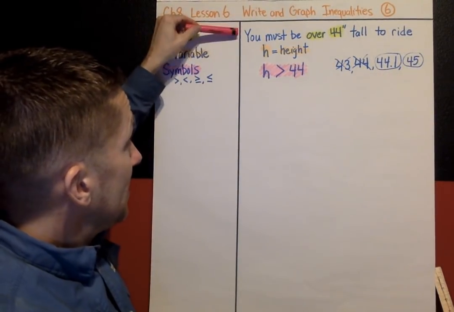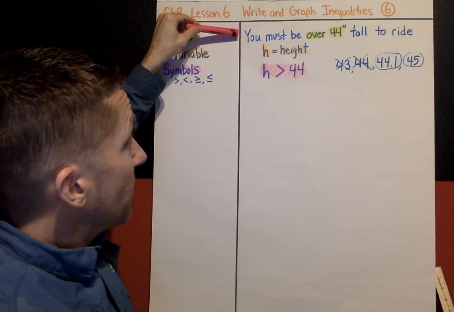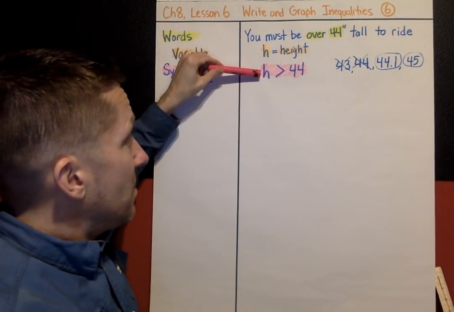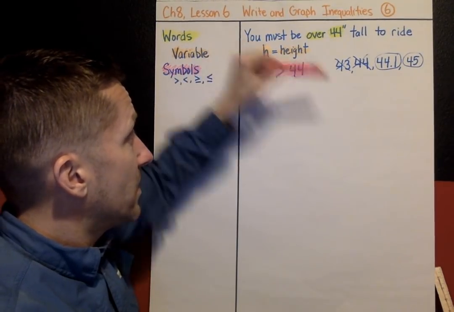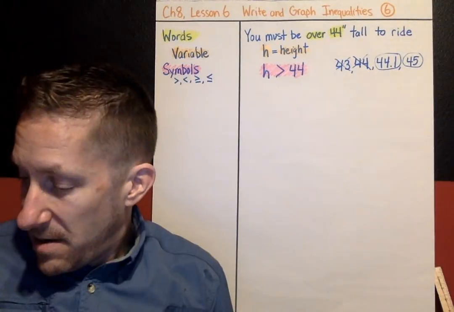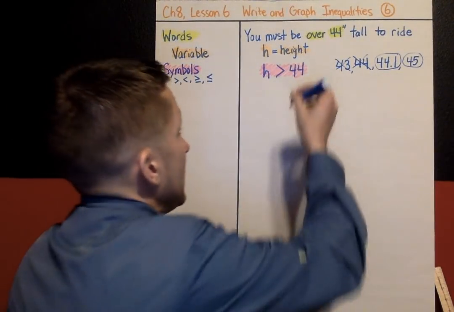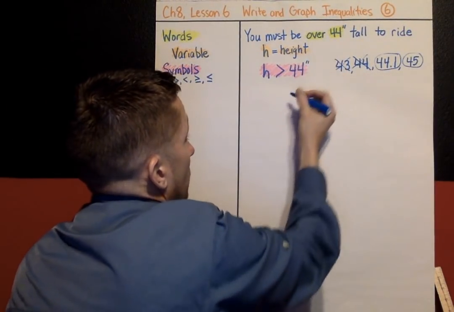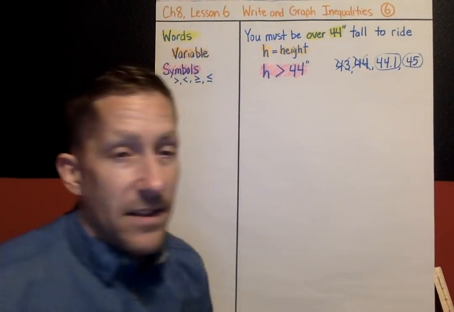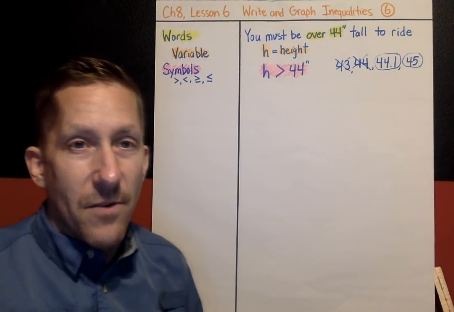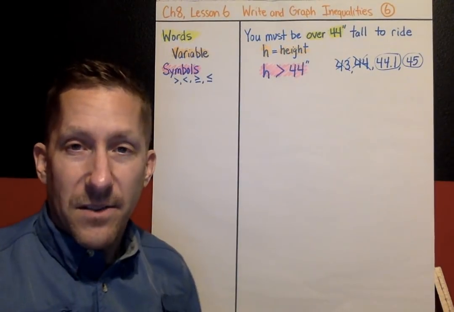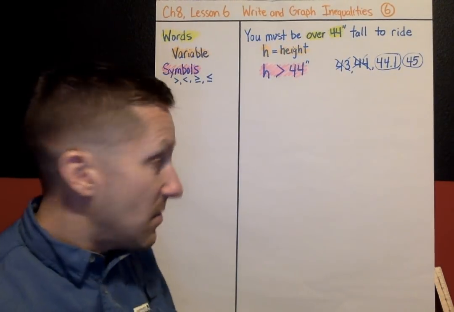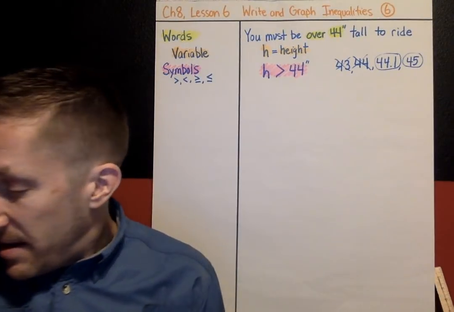So, this sign, you must be over 44 inches tall to ride. They could just put up a sign that says: your height has to be greater than 44 inches. If you could translate inequalities, you could walk up and just see that sign right there. Your height has to be more than 44 inches. But of course they're going to put it in words because not everybody is as good at translating inequalities as you are. Okay, next.